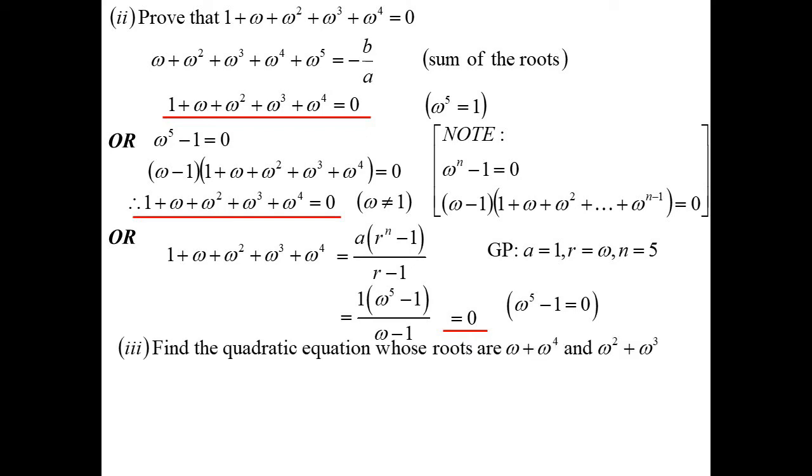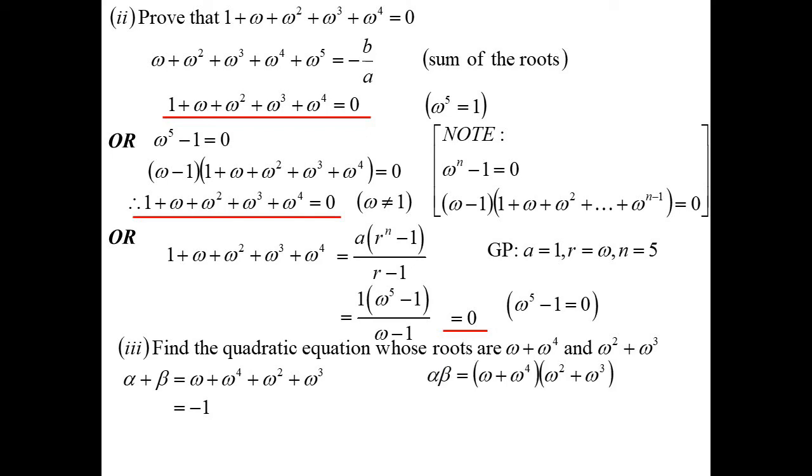But once we've done that, it now wants us to find a quadratic equation. The roots are going to be a combination of these ones. So omega plus omega to the power of 4 will be one root, and omega squared plus omega cubed will be the other root. Sum of the roots will be omega plus omega to the power of 4 plus omega squared plus omega cubed. But we now know 1 plus omega plus omega squared plus omega cubed plus omega to the power of 4 is equal to 0. Therefore, that must equal negative 1. Okay, we've got the sum of the roots.